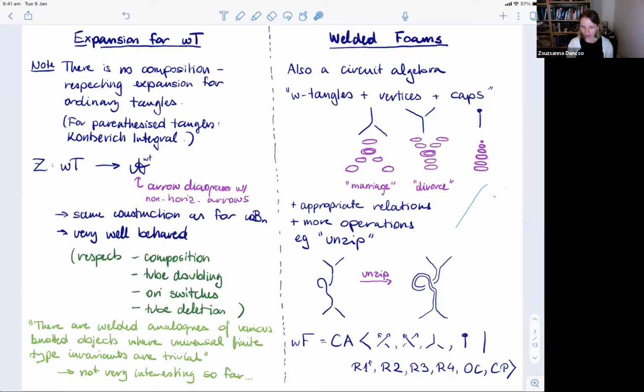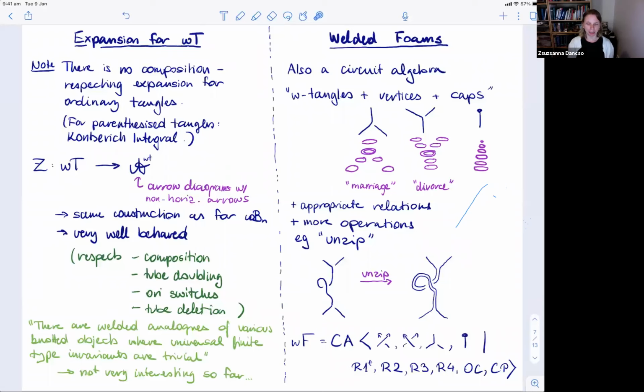And then we have caps, which is just capping off a tube. So in terms of the movie, it's a circle shrinking to a point and then disappearing. Note that those vertices are not pairs of pants. So they are actually singular vertices. You have two tubes and then you glue them together at the end and then you glue a tube on top. Plus, we have to introduce more Reidemeister relations to describe how crossings interact with vertices and caps.